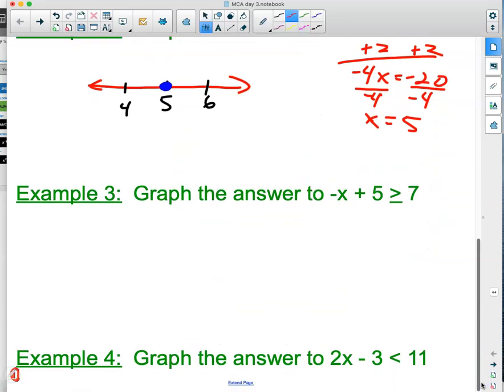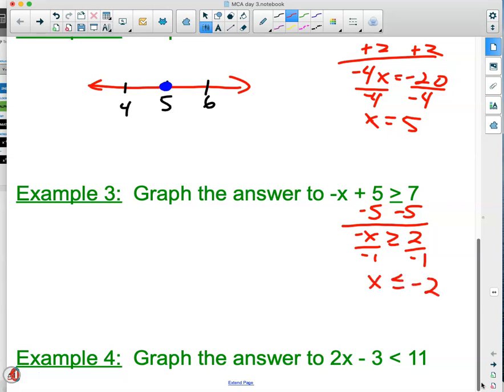Will you catch it? And then this one says it's changed to an inequality. This one is graph the answer to negative x plus 5 is greater than or equal to 7. So we'd subtract 5 from both sides. And then we'd go ahead and divide by a negative 1. But I think we ran into this yesterday, didn't we? What are they hoping you forget? You have to flip the symbol. And then you're going to look at all the graphs.